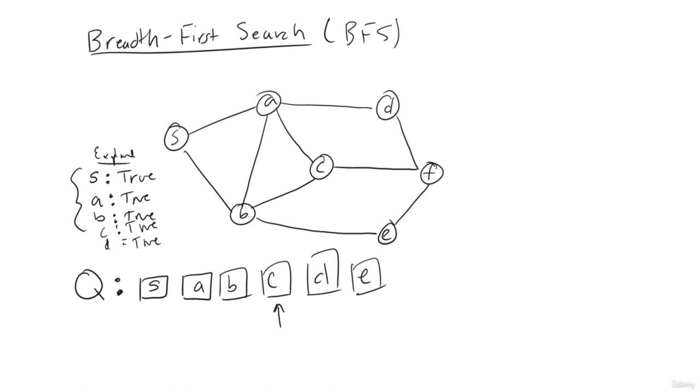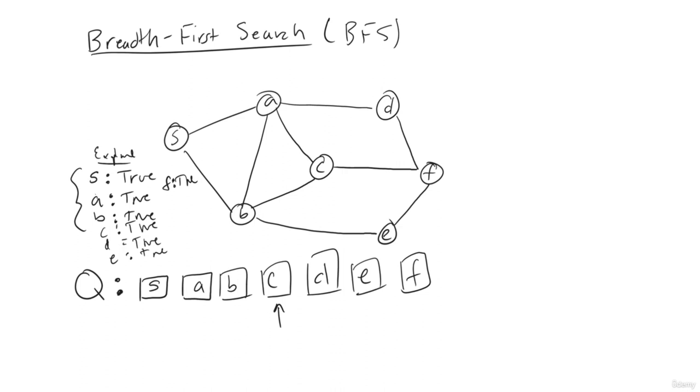And then we're going to see, okay, what is C connected to? Well, C is connected to A, but we've already explored it. C is connected to B, we've already explored it. C is connected to F, which we haven't explored, right? And so we're going to add F to the queue. And then we're going to keep iterating, right? When you add E to the queue, you also need to mark it as explored. Okay, and now we have fully explored our graph.